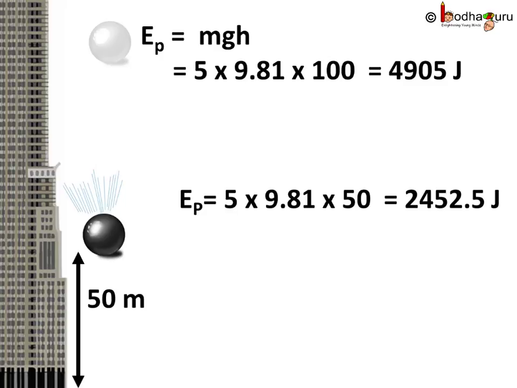Now, we let it fall. Say it reaches 50 meter height. So, the potential energy decreases as the height has decreased. So, potential energy becomes equal to 5 multiplied by 9.81 multiplied by 50. Here, h we have taken as 50, and potential energy becomes equal to 2452.5 joules. But the object gains kinetic energy as it is moving now.